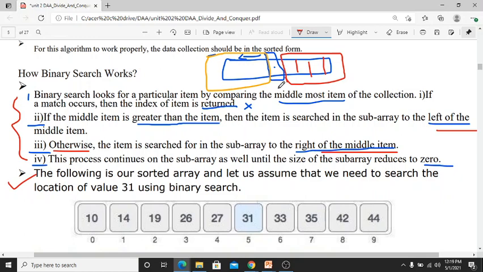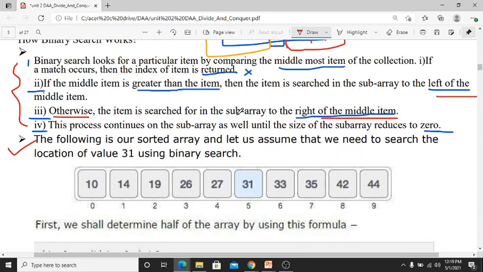Now, the following is our sorted array, and let us assume that we need to search the location of 31. We are searching this using binary search. This is in sorted order: 10, 14, 19, 26, 27, 31, 33, 35, 42, 44.